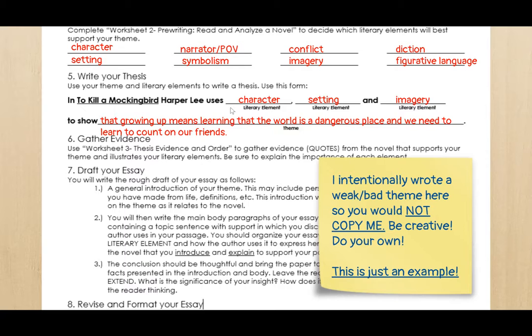In To Kill a Mockingbird, Harper Lee uses character, setting, and imagery to show that growing up means that the world is a dangerous place and we need to learn to count on our friends. So this is if you choose to use 3 different literary elements.